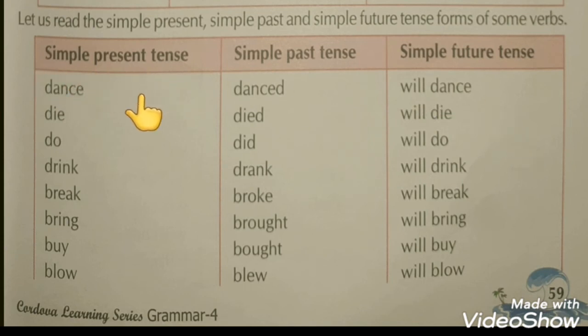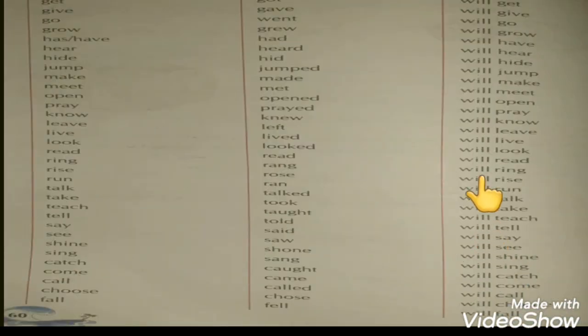So these are some tenses which are given below, like dance का. Dance is a present tense, past tense is danced, and future tense is will dance. So students, you all have to learn all these three forms of tense.